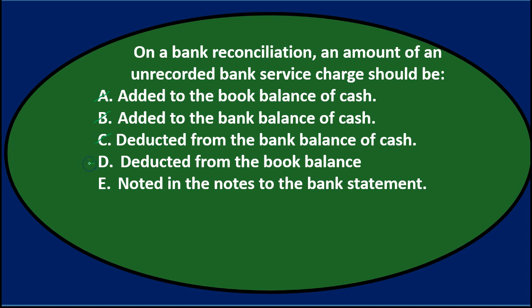And that looks like it's going to be the one. There's a service charge that we didn't know about. And so we're going to have to fix our book balance and adjust and subtract it from our book balance. E says noted in the notes to the bank statement. And we might do that, but we're also going to have to actually make an adjustment. It's not just a note. That's all we need. So D looks like the correct answer. One more time, question and answer is, on a bank reconciliation, an amount of an unrecorded bank service charge should be D, deducted from the book balance.